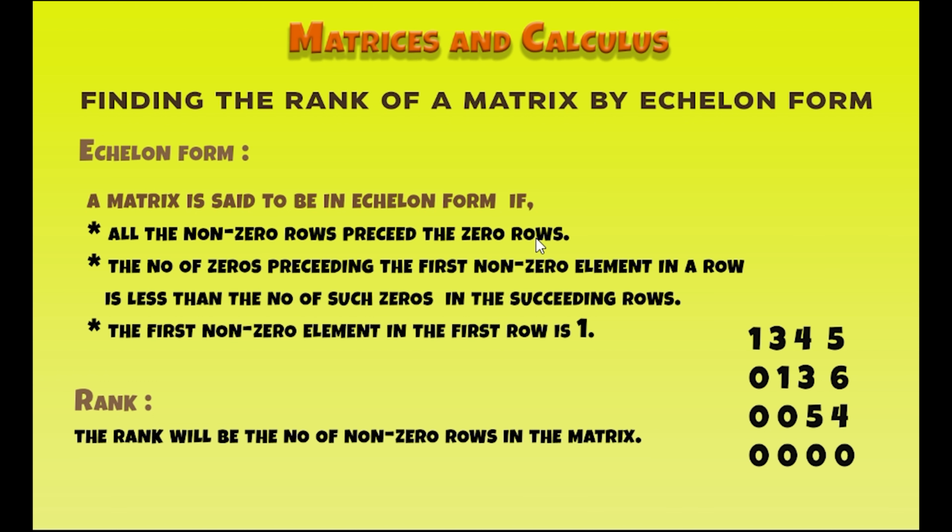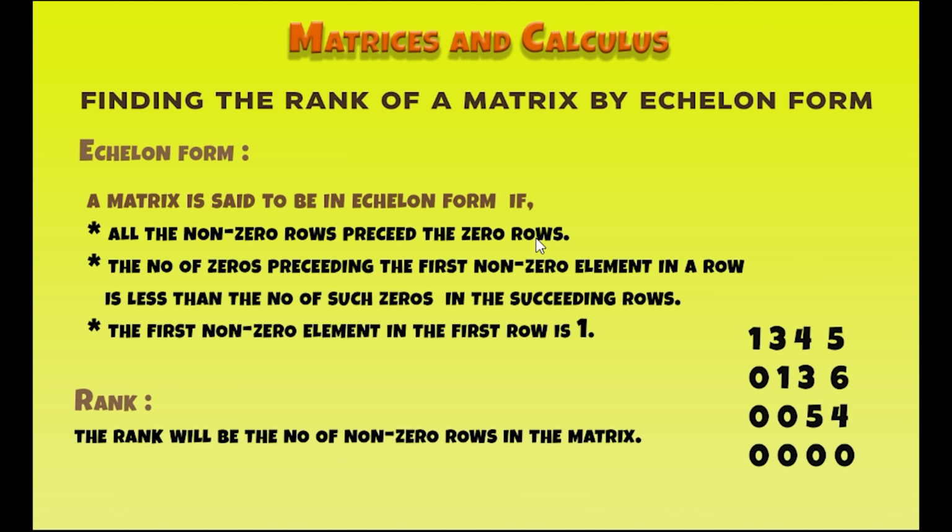What is an upper triangular matrix? A matrix is said to be upper triangular if the elements below the principal diagonal are equal to 0. For example, look at this matrix. This is our principal diagonal, and we have these values under the principal diagonal. We can observe that all these values are zeros. So this matrix is said to be upper triangular because the elements below the principal diagonal are zeros.